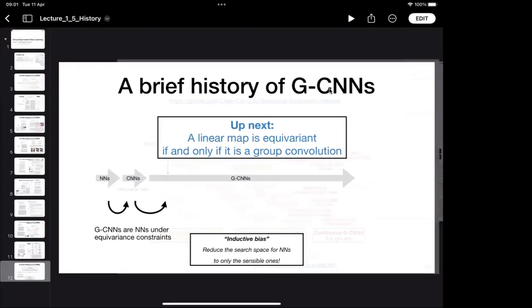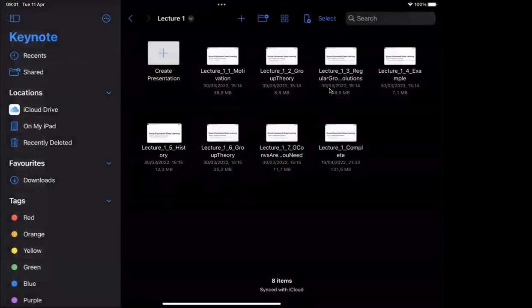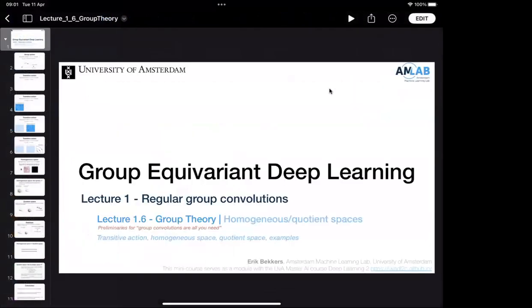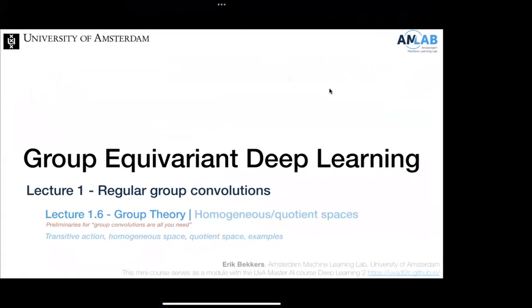All right. What time is it? So yeah, we have about 10 minutes left. That should be enough to give at least the intuitive background on homogeneous spaces. Are there any questions? Okay.